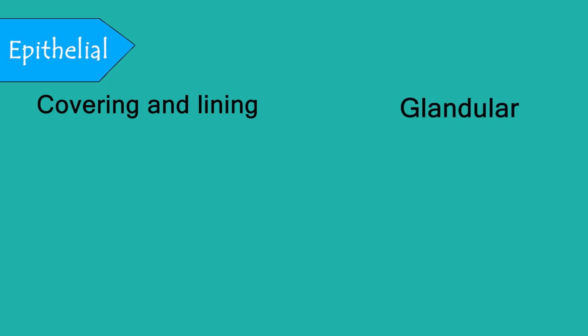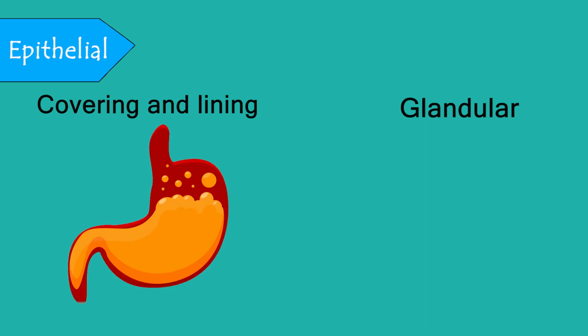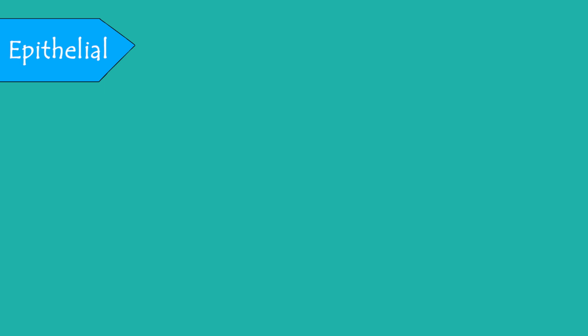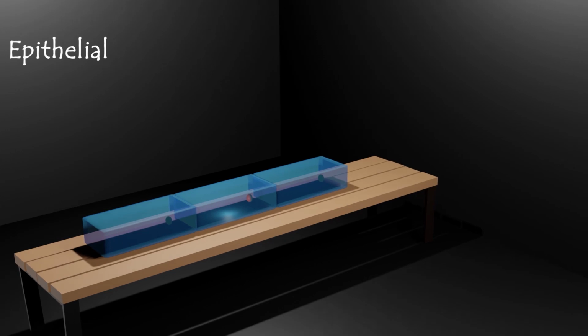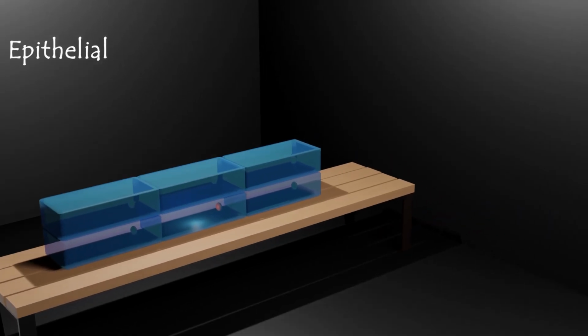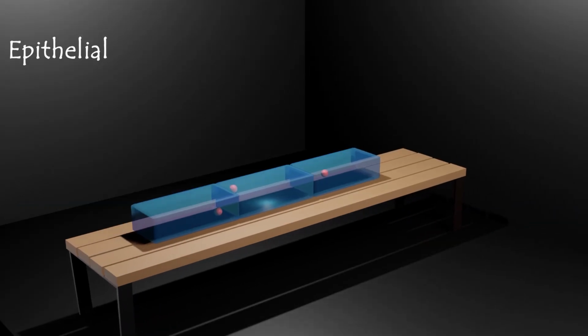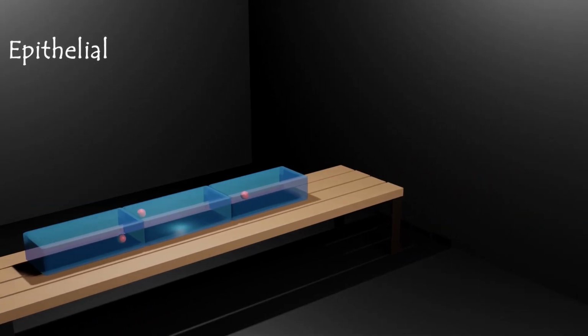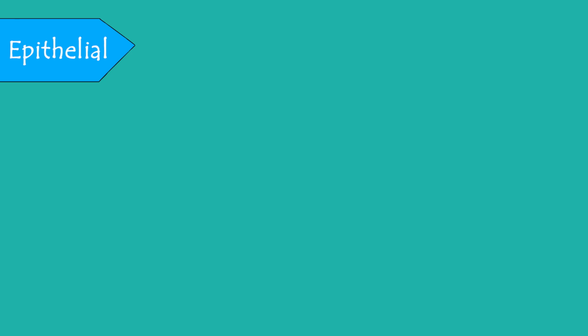As the name suggests, the covering and lining epithelium covers the whole body with our skin and also covers our internal organs. This tissue is the reason why the stomach doesn't get burned up with your food with the release of acidic gastric juice. According to the arrangement of cells into layers, these tissues are further classified as simple epithelium having a single layer of cells, stratified epithelium having two or more layers of cells, and pseudostratified epithelium having a single layer of cells but appears to have multiple layers because of the positioning of the nucleus.